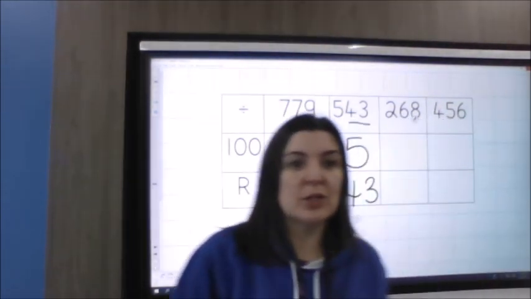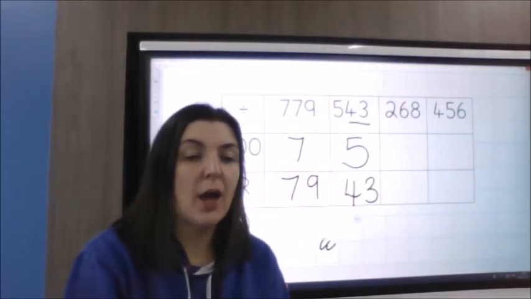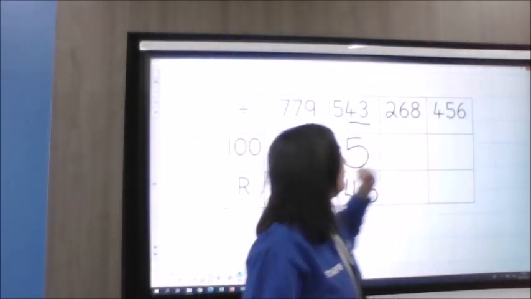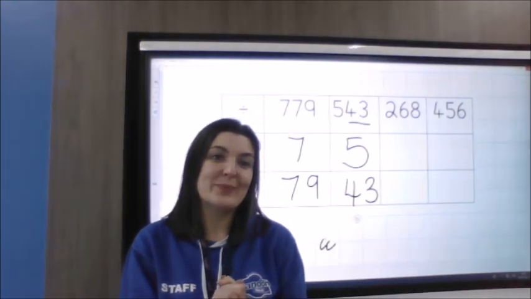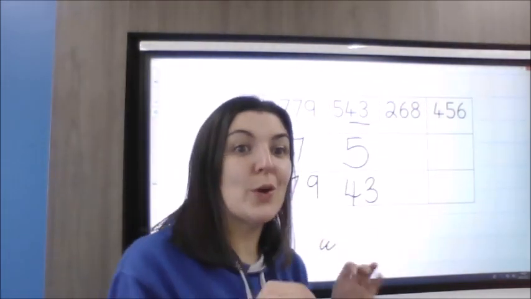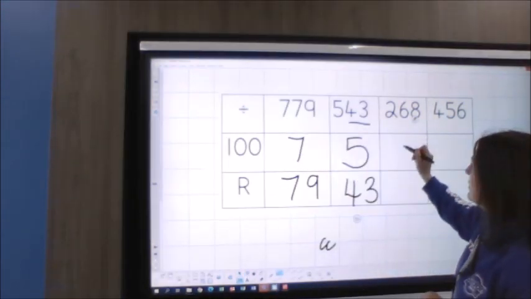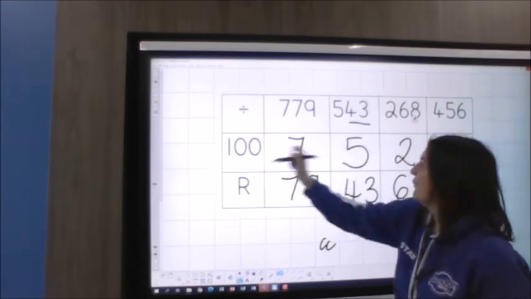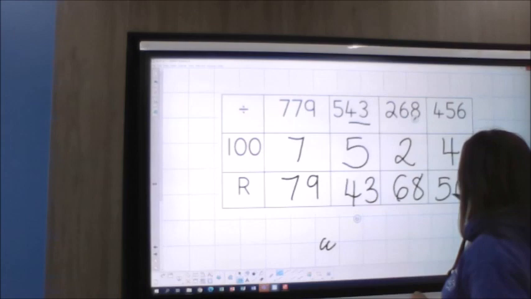So again, I want you to pause the video and have a go at 268 divided by 100 and 456 divided by 100. Okay, so pause it now. Right, so you should have had a go at those ones in your purple book. So for this one, it would be 2 remainder 68. And for this one, it would be 4 remainder 56.